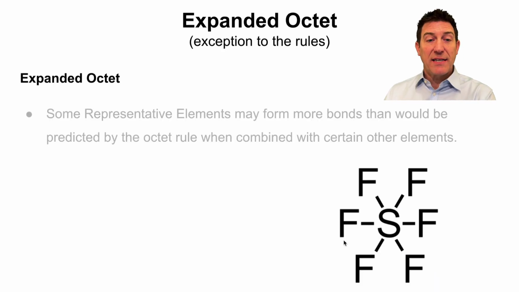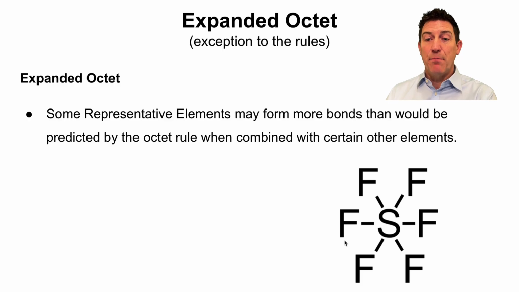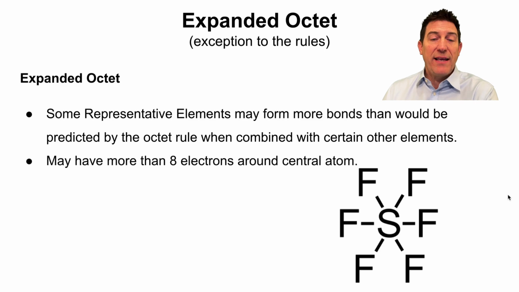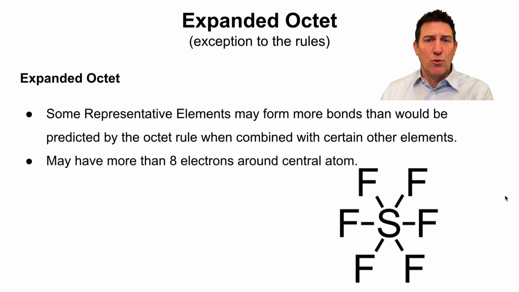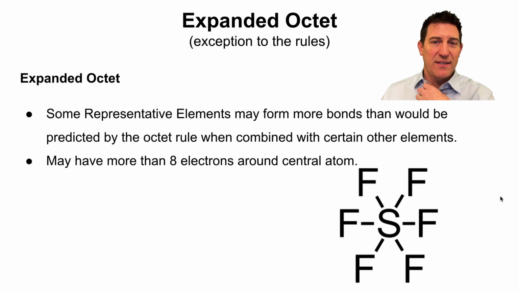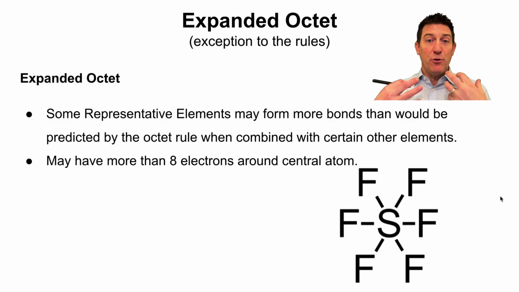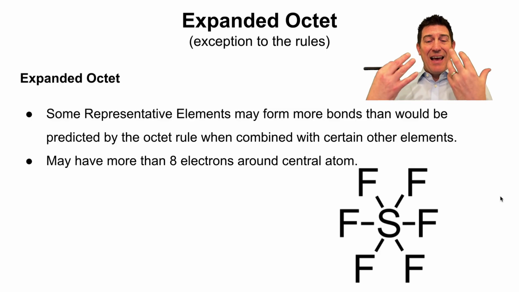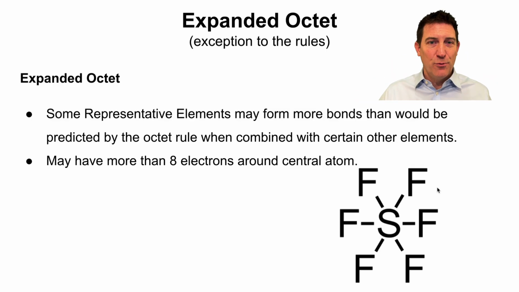For an expanded octet then, some representative elements may form more bonds or have more lone pairs of electrons on the central atom than we would expect. That's called an expanded octet. It's kind of breaking the rules. The reason it's breaking the rules is that atoms and electrons, they don't care about our rules. We come up with rules as chemists and chemistry teachers to help you understand chemistry. But then as you start to understand more chemistry, you realize, wow, the reason there's exceptions to the rules is that electrons don't care about our rules. We just made them up to help you learn.